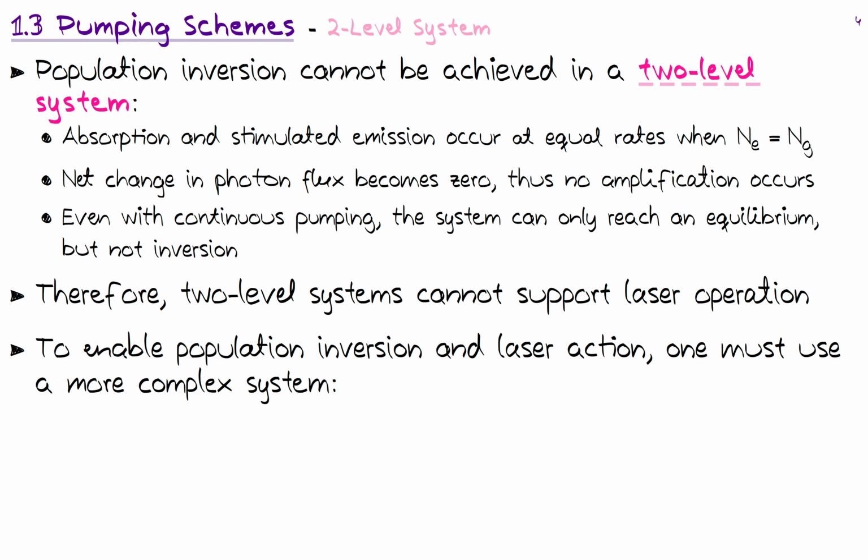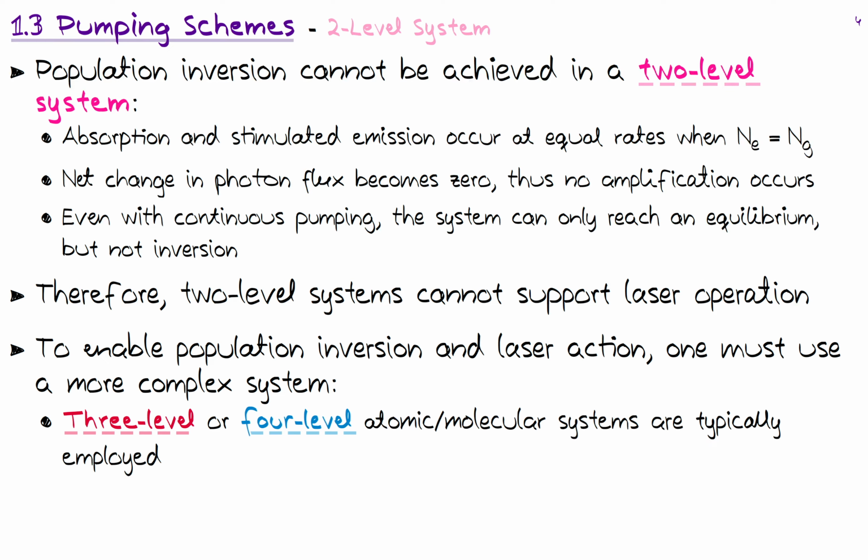So, in order to enable population inversion and lasing action, or oscillation, using this terminology, we must have a more complex system. For example, a 3-level system or a 4-level system, where our atomic or molecular systems consist of more than just one or two energy levels. This is the conventional scheme of realizing a laser device.